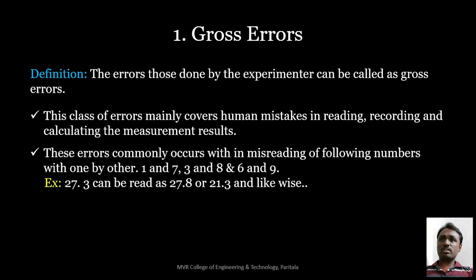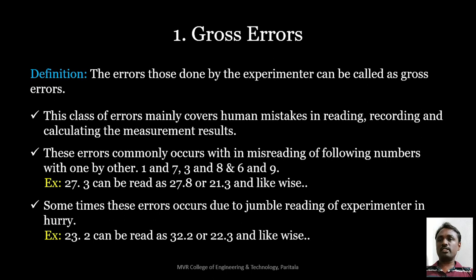Sometimes we can also jumble the numbers. See, this is the example for jumbling. Sometimes errors occur due to the experimenter jumbling the reading in a hurry. That means numbers can be jumbled: 23.2 can become 32.2, or otherwise 22.3. This type of error is called gross error.